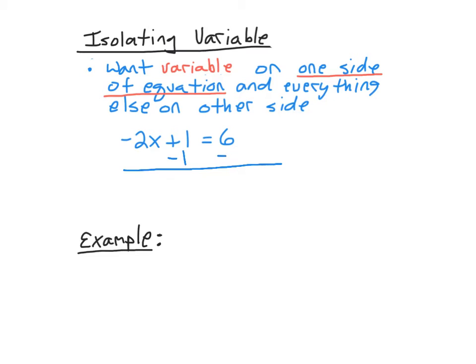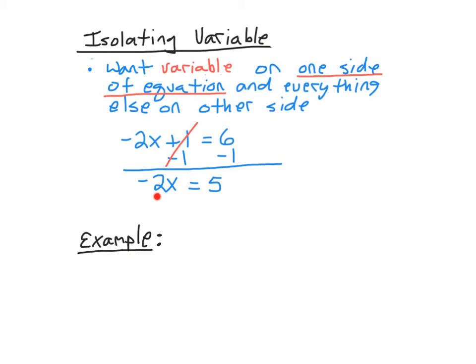And as long as I do it on the other side, I'm good to go. It cancels over here, and I'm simply left with negative 2x, because I've moved the positive 1 over by subtracting it. And on the other side, I get 6 minus 1, which is 5. And then finally, the last thing I need to do is get rid of this negative 2 in front of my x.